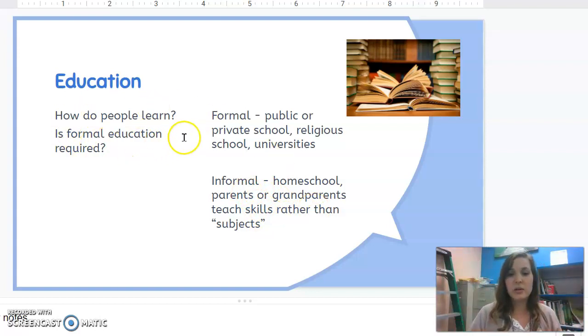So in your country, how do people learn? Where do they learn? Do they come together? Is it homeschool, or is it something less formal, such as parents or grandparents teaching skills? Do you require children to come to school? That is going to be a choice on your part, but you have to have some form of education in your country island.